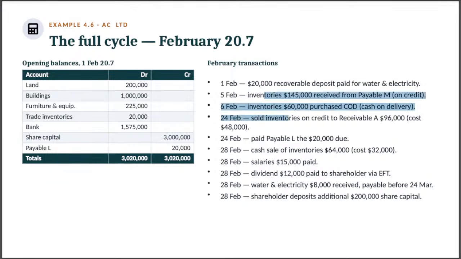And we get our February transactions. I don't think I need to read through all these. If you want, I could, but I don't think we need to. This is just part of that narrative. But you can see how it's done. Each date, inventories, 60,000 purchase COD, cash on delivery. Sold inventories on credit to receivable A at $96,000. The cost was $48,000. So you see all these are detailed in each transaction, depending on which journal you're looking in.